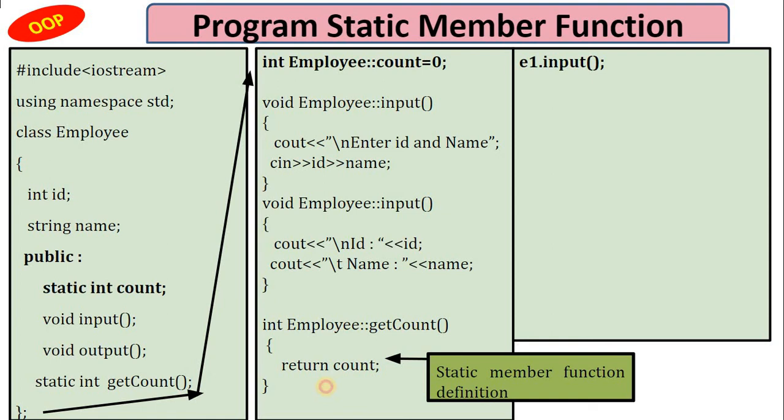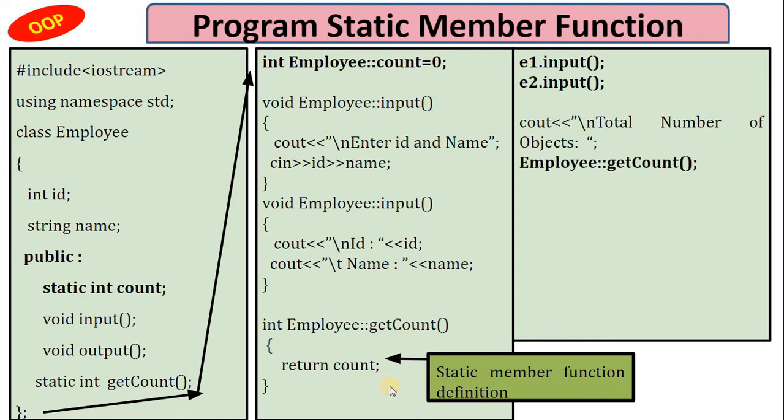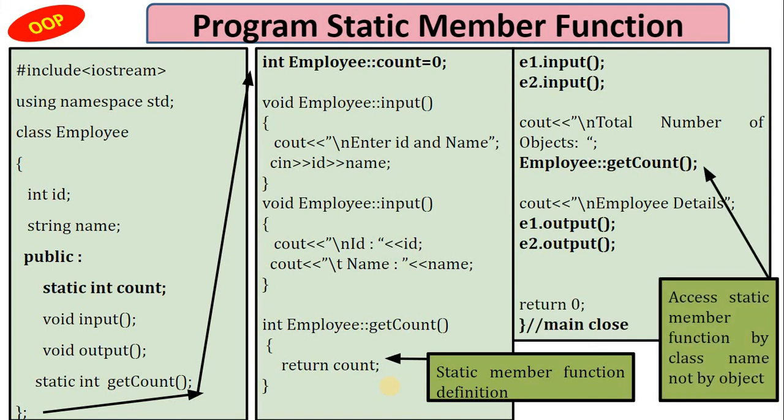And to call these member functions, for example, to call the input function, we have used e1.input. To call the input function again for the second object, we are using e2.input. But if you want to call the getcount function, you have to use employee scope resolution operator getcount, not the object name but the class name and scope resolution operator. Then show the details again using a non-static member function, e1.output and e2.output. So accessing of static member function is done by class name, not by object.